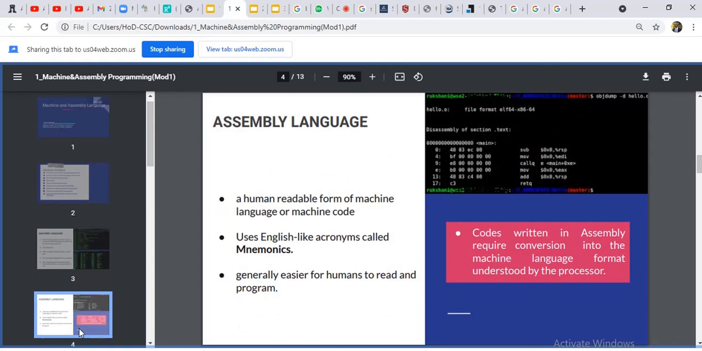Then looking at an assembly language. An assembly language is a bit higher than a machine language. It is a human readable form of machine language or machine code. What it means is that if a programmer were to write programs using assembly language, it would be easier for another programmer to read it, to understand it, to interpret it. And it is closer to what the machine understands, even though the machine doesn't understand assembly programs directly without the help of a translator. But it is easier, it is closer to the machine.